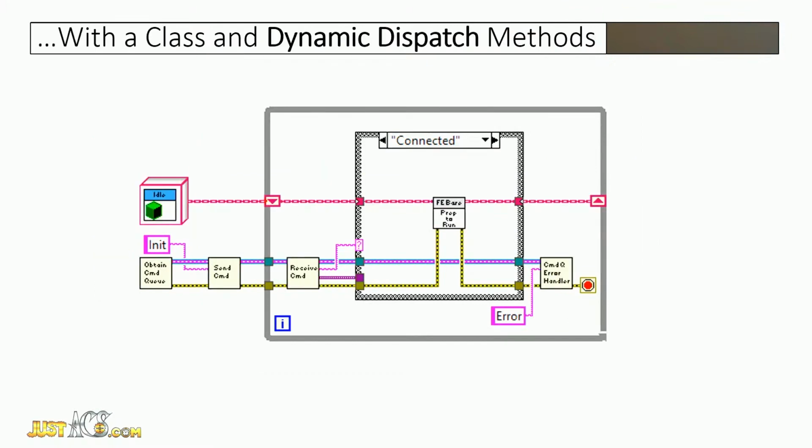Okay? So again, I took the internal cluster of the queued message handler and put it in a class, and every place where I had one of those case structures that keyed off of that enum, I've replaced it with a dynamic dispatch VI, and the class that's on the wire will tell me which one of my cases to do, which one of my methods to call. That's how state pattern works.